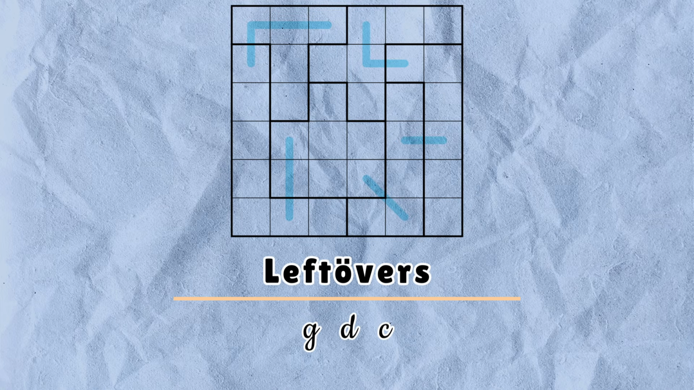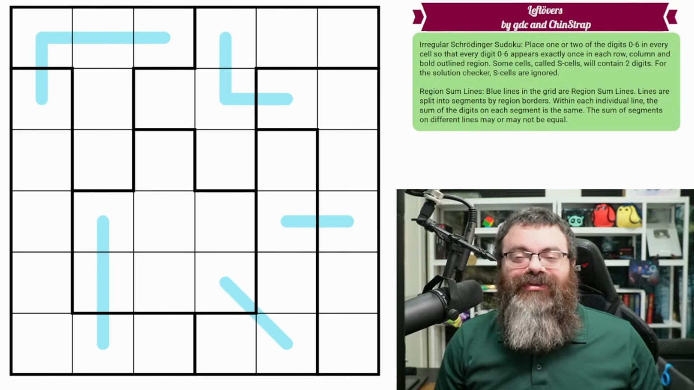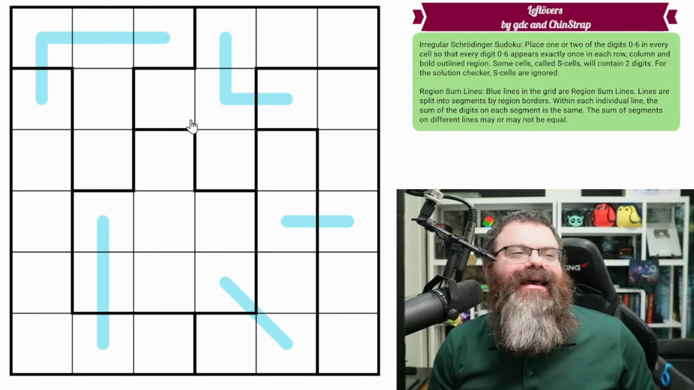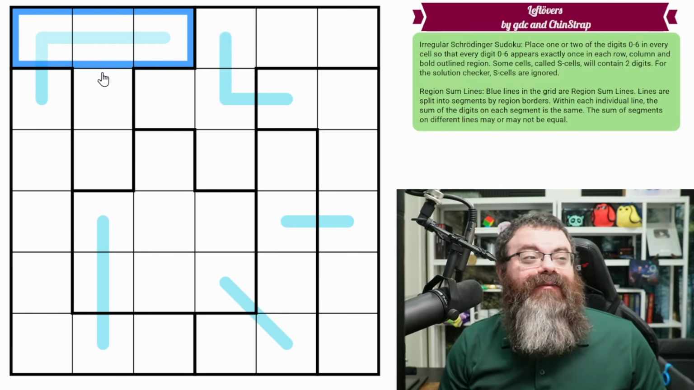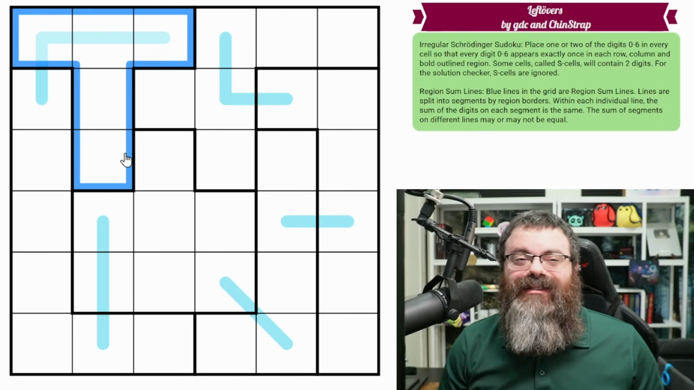Hello, let's continue our Sudoku adventure with Leftovers by GDC and Chinstrap. So pay attention, strap in. We've got irregular Schrodinger Sudoku. What does that mean? Well, in every row and every column and every bold outlined region, we're going to be placing the digits 0 to 6 once each.